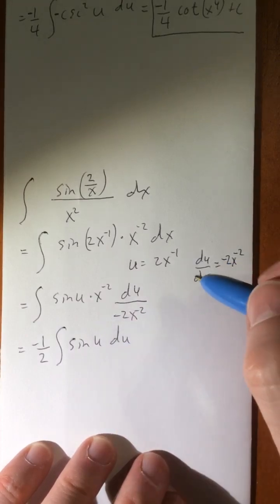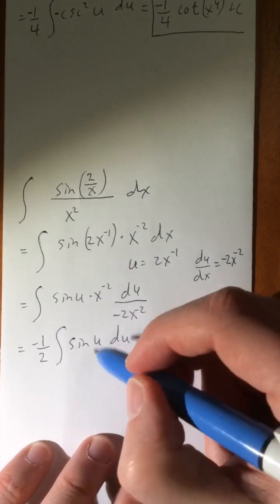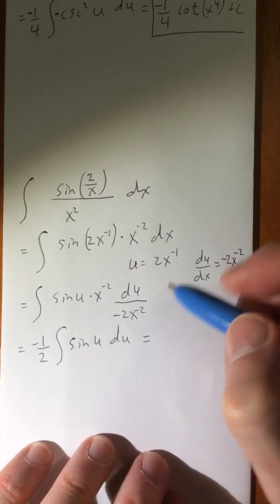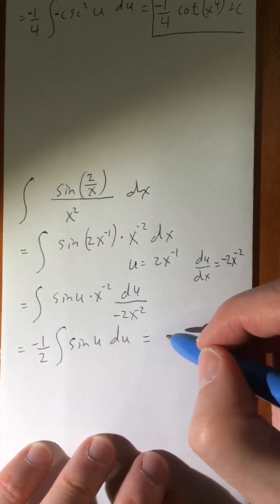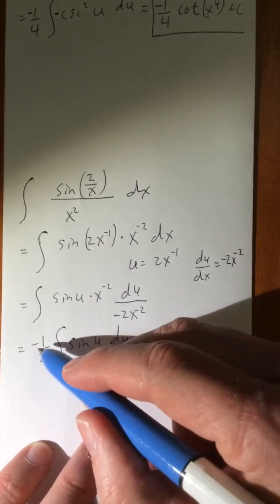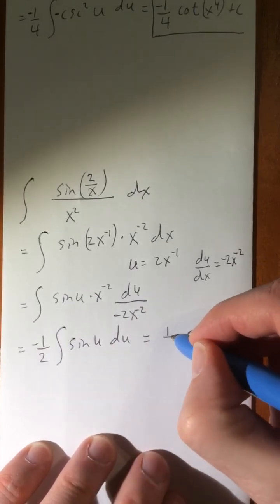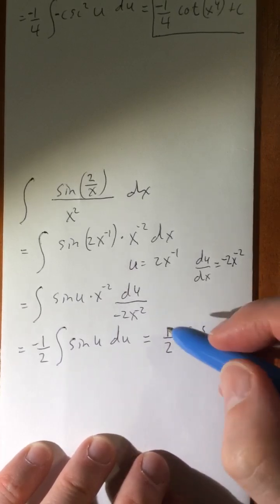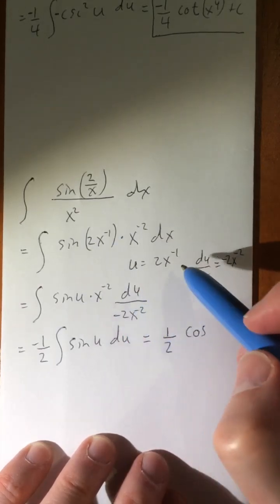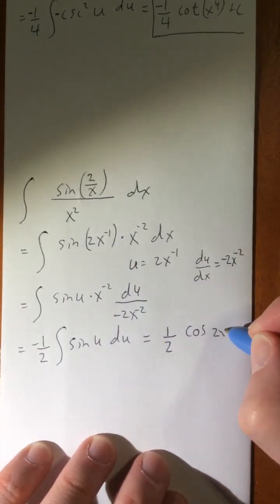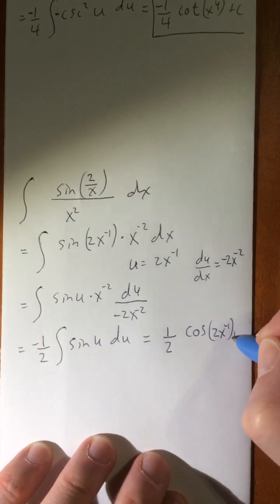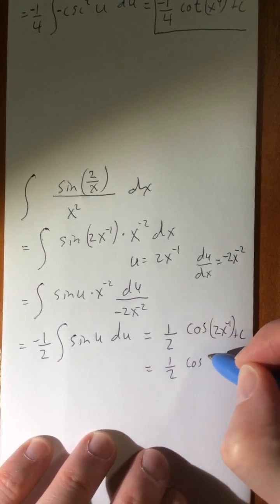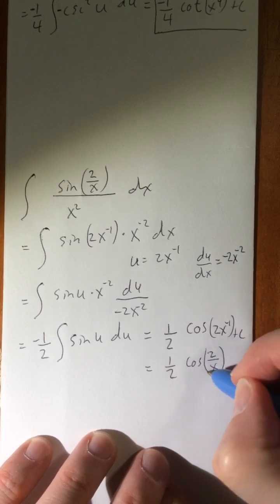And all this just becomes so much cleaner right now. So what is sine of u the derivative of? Well, it's the derivative of negative cosine. And so then we can just put that negative sign along with that negative sign to make a positive. So we have equals 1/2 cosine of u. And what was u? U was, where did I put it? Right there. 2x to the negative 1. So 2x to the negative 1 plus c. Or we could write 1/2 cosine of 2 over x plus c.